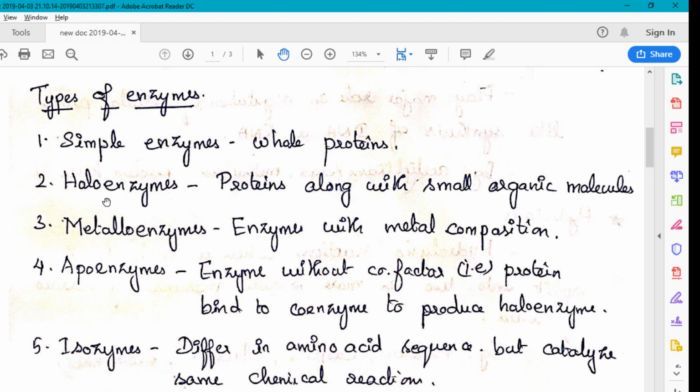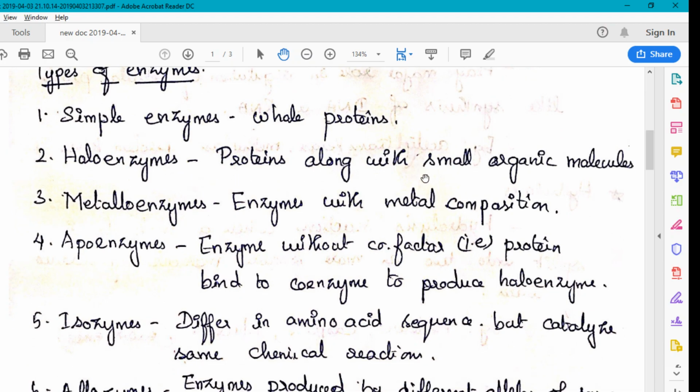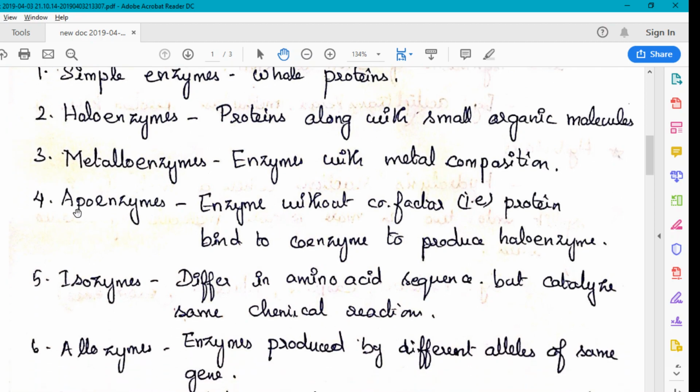Second type is holoenzymes. These enzymes are proteins which have small organic molecules in them. And third type is metalloenzymes. In this, there is a metal component with the enzymes. And fourth type is apoenzymes. These are enzymes with a cofactor, that is, a protein which binds to the coenzyme to produce the holoenzyme. That is, the final product is produced in this type of enzyme.